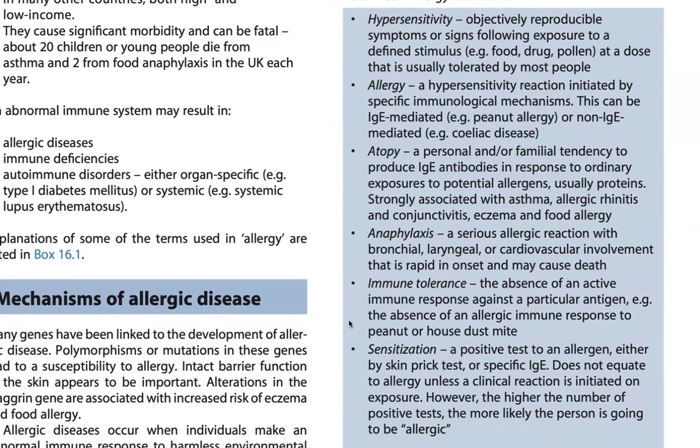Atopy: a personal or familial tendency to produce IgE antibodies in response to ordinary exposure to potential allergens, usually proteins, strongly associated with asthma, allergic rhinitis, conjunctivitis, eczema, and food allergy. Anaphylaxis: a serious allergic reaction with bronchial, laryngeal, or cardiovascular involvement that is rapid in onset and may cause death. Immune tolerance: the absence of an active immune response against a particular antigen. Absence of allergic immune response to peanut or house dust mite is immune tolerance.